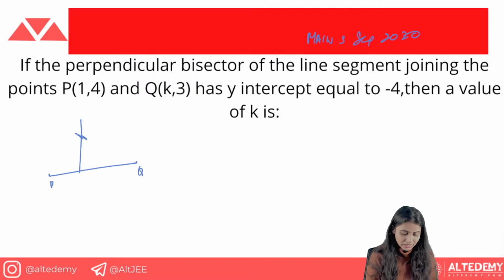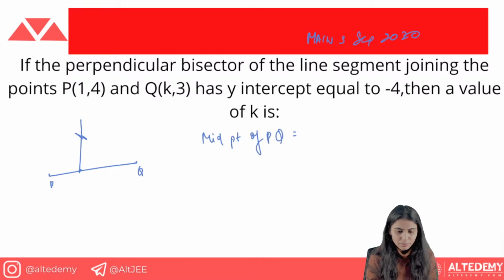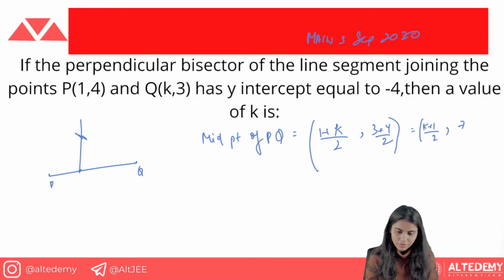Bisector means this is going to be the midpoint of P and Q. So how do you calculate it? The midpoint of PQ is going to be (1 plus k) by 2, (3 plus 4) by 2. So the point is (k plus 1) by 2, 7 by 2.